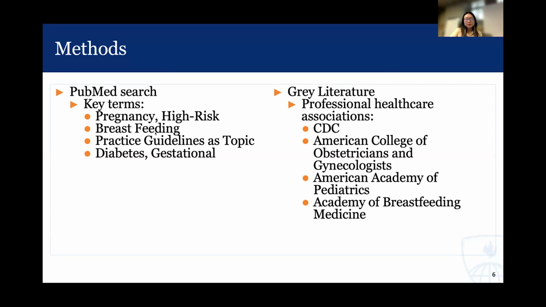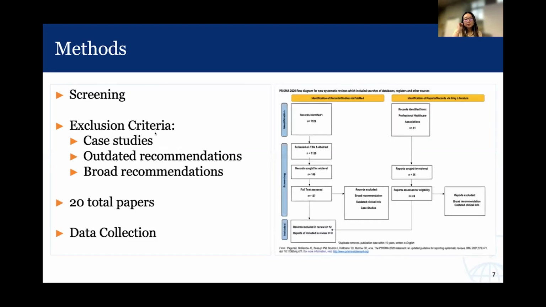I also expanded the search to include gray literature that might have been missed with the PubMed searches, and this was helpful in identifying reputable professional healthcare associations and their resources regarding breastfeeding and high-risk pregnant people. I was able to look at information from the CDC, ACOG, American Academy of Pediatrics, and the Academy of Breastfeeding Medicine. The diagram on the right might be a little small, but it breaks down how each round of screening eliminated papers from both PubMed and the gray literature.